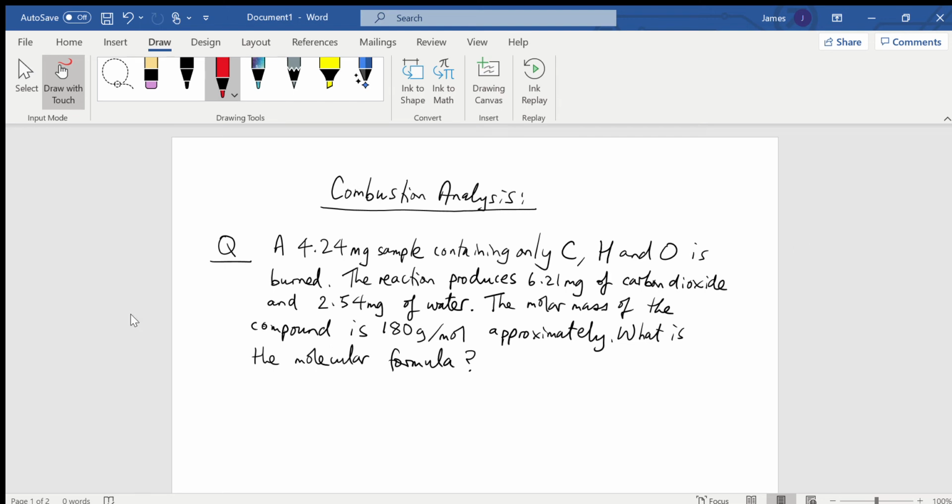In this video, we will look at combustion analysis. So combustion analysis is the big sister of empirical formula type questions. Combustion analysis questions tend to be a little bit more challenging, but very similar procedure. There's more than one way to do it.